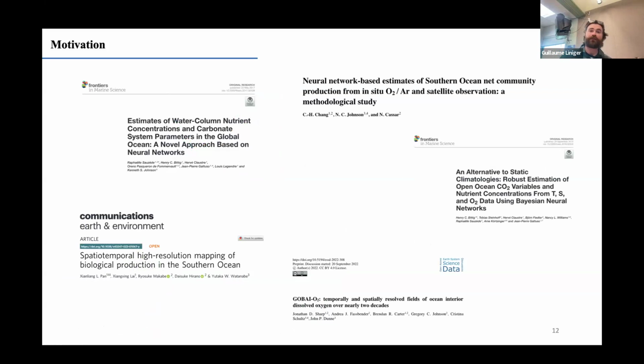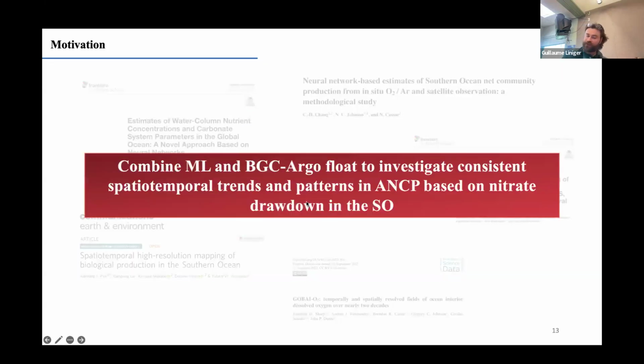And some past studies have used AI and machine learning to do that, either to just derive BGC parameters, such as with the different algorithms CANYON, CANYON-B, and ESPER, or through machine learning with the creation of 4D products, such as the GO-BGC oxygen or DIC product. So very simply, what we want to do here is to use the very high spatial resolution of the BGC Argo dataset and combine it with machine learning to investigate, in a very consistent spatial and temporal way, the patterns of ANCP in the Southern Ocean using nitrate.